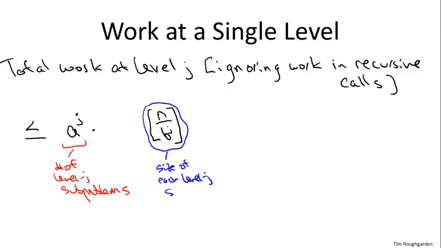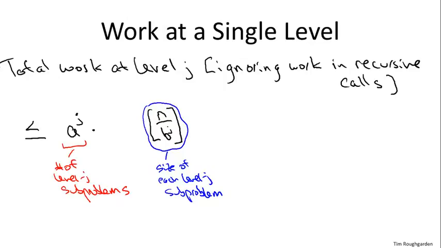Now, we only care about the size of a level j subproblem inasmuch as it determines the amount of work, the number of operations that we perform per level j subproblem. And to understand the relationship between those two quantities, we just return to the recurrence. The recurrence says how much work gets done in a given subproblem. Well, there's a bunch of work done by recursive calls, the a recursive calls, and we're not counting that. We're just counting up the work done here at level j. And the recurrence also tells us how much work is done outside of the recursive calls. Namely, it's no more than the constant c times the input size raised to the d power.